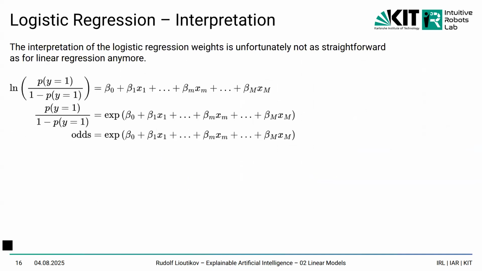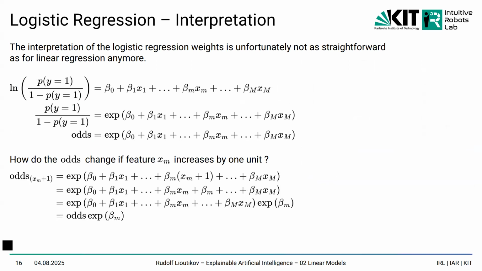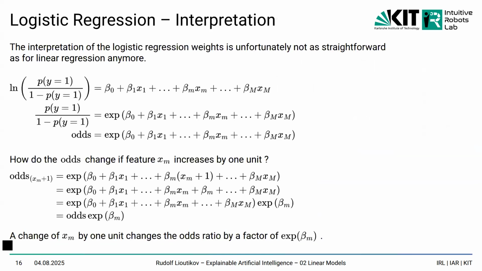So now to the interpretation of it. Fortunately, it's not as straightforward as for a straight line. But we can basically say how the odds change. The change of x_m by a unit changes the odds by a ratio of the exponential of beta_m, the same as we've seen before with the link function. So we actually answered this question already, but this is what we can see here through the derivation. I'm not going to go through it because we're a bit short on time, and this derivation is also not exam relevant at all. It's just for you to see how we actually came to this conclusion if you want to go through it.